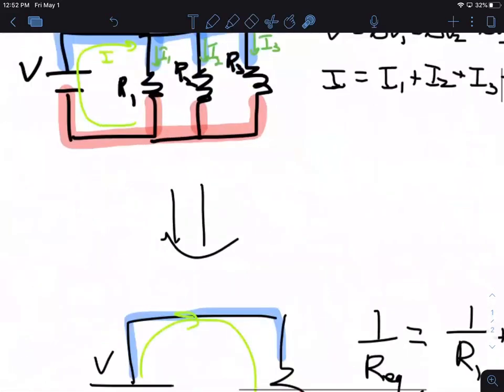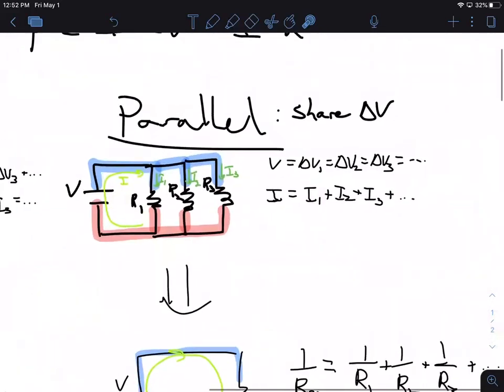Parallel is a little bit different. So parallel, in this case, I have junctions. I have places where the current splits up, so they will not share the same current. What they do share is the same change in potential. They all drop the potential by the same amount because an electron or a charge is not going to go down all the paths, it's going to go down one of the paths.